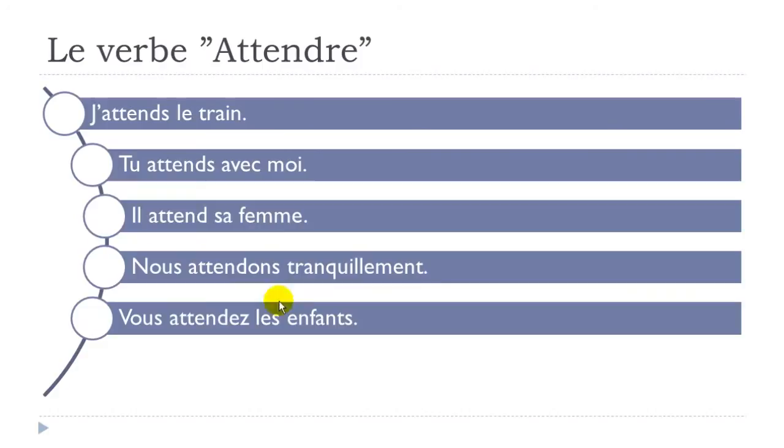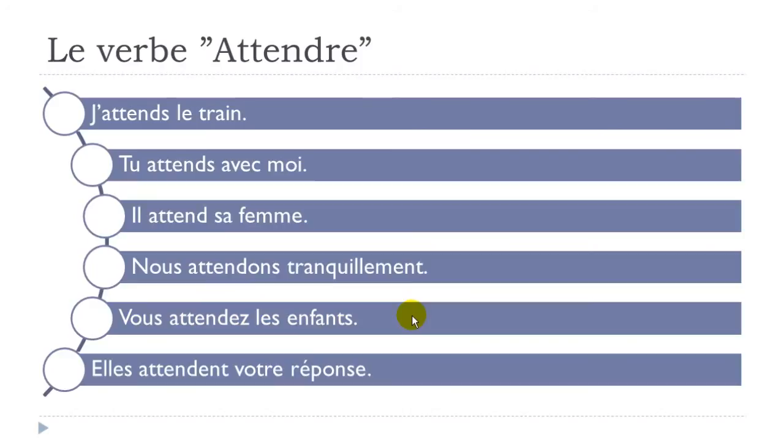Vous attendez les enfants. Okay, children, les enfants. Elles attendent votre réponse. Réponse, answer, and then remember, votre, it's the possessive, your. Elles attendent votre réponse. Okay?